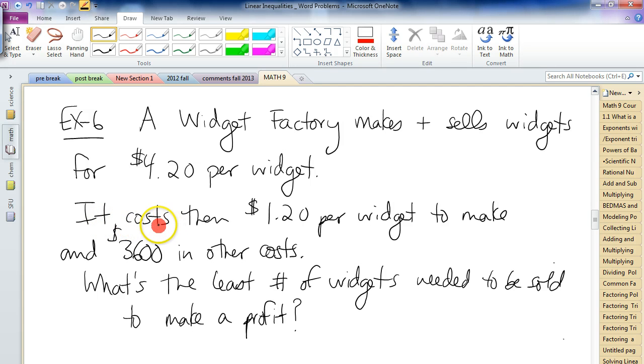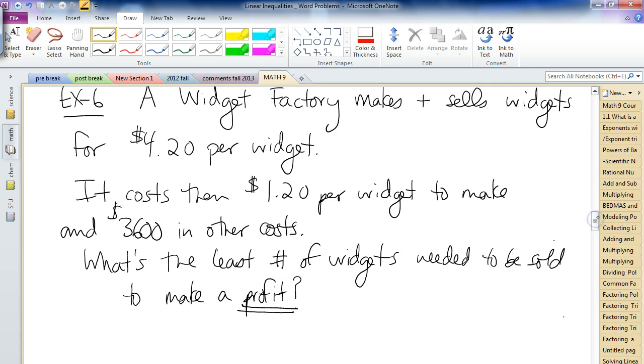Of course, there's always in a business costs that go along with a business. So $1.20 is what it costs to make a widget, for the supplies for the widget, to buy all the stuff, to make the widgets themselves. Plus $3,600 that just goes into other costs. Heating the building, renting the building, paying your workers, all that kind of stuff. Okay, so what we're asking is, like any business will ask, what's the least number of widgets needed to be sold to make a profit?